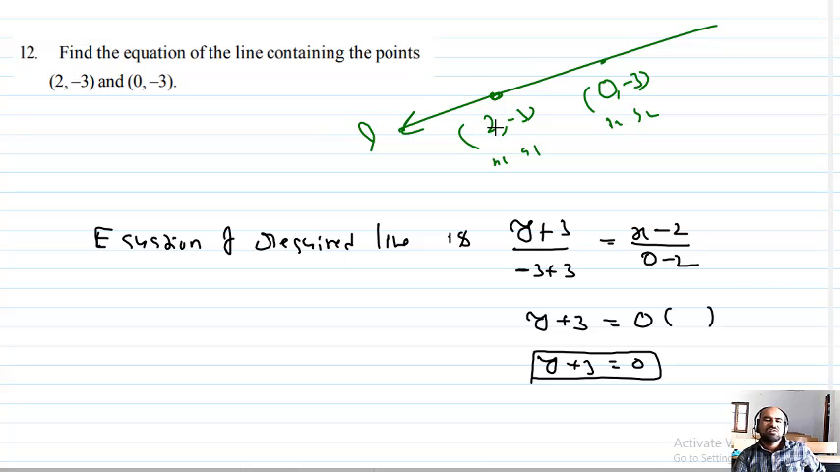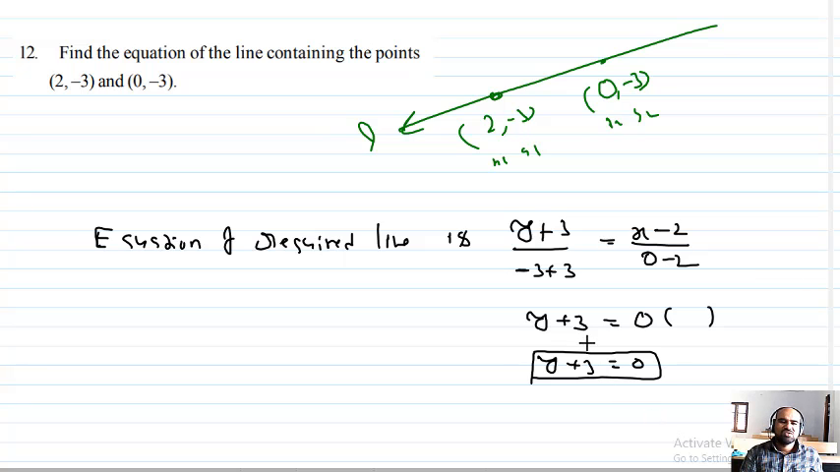Indirectly, what is given? The y coordinates are the same, so that line is parallel to the x-axis. Every line parallel to the x-axis is of the form y equal to k only. So k will be minus 3, that is y equal to minus 3 or y plus 3 equal to 0 is the required equation. Or by using the formula, you will get the same thing.